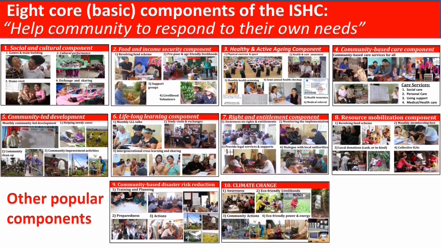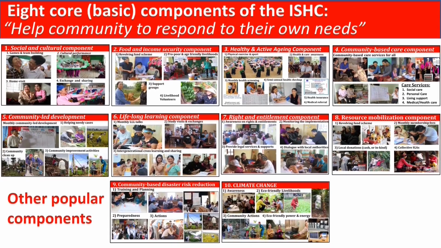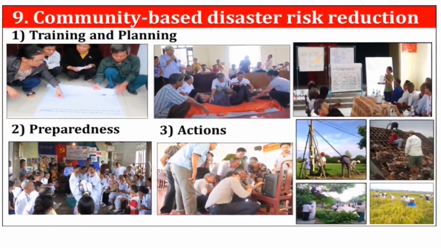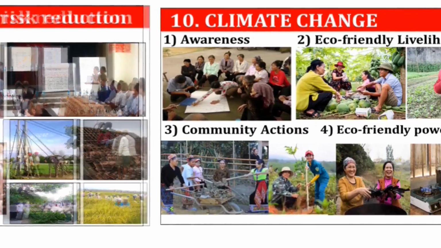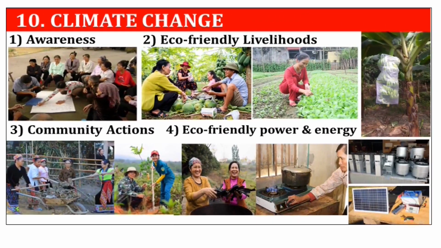Other components that have growing popularity and interest are community-based disaster risk reduction. It consists of community-based DRR training and planning, preparedness, and community-led action. Climate change component is also another popular component, which includes climate change awareness, environmentally friendly livelihood, community climate change actions, and eco-friendly power and energy such as biochar, biogas, fuel-efficient stoves, and small-scale solar kits.